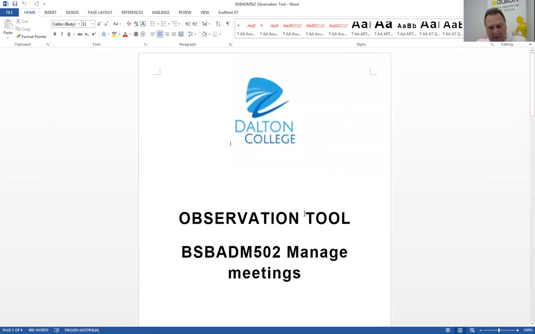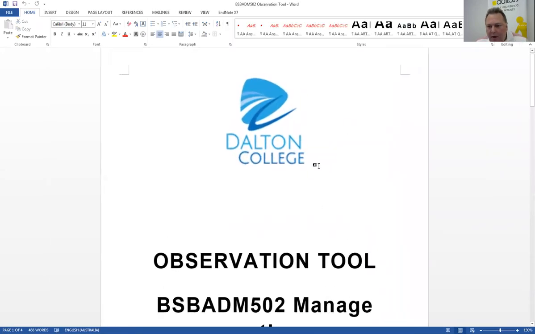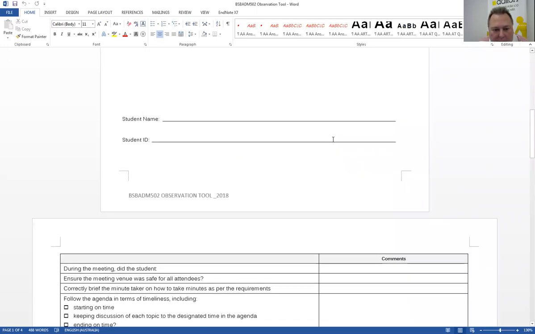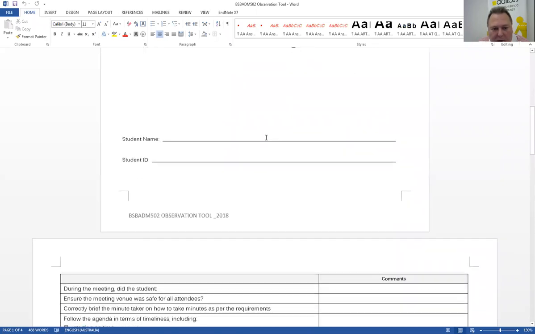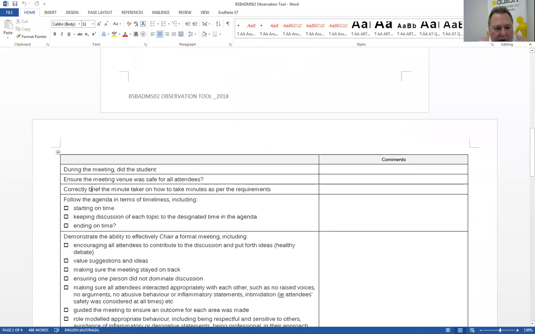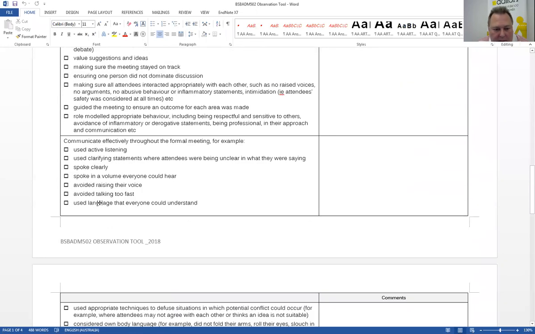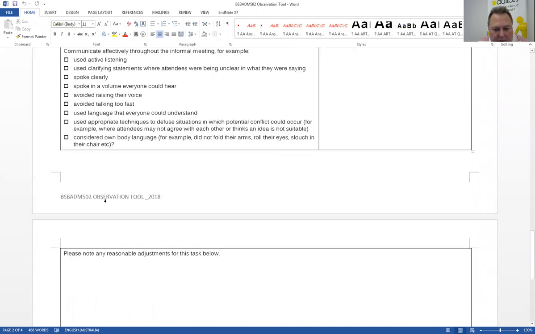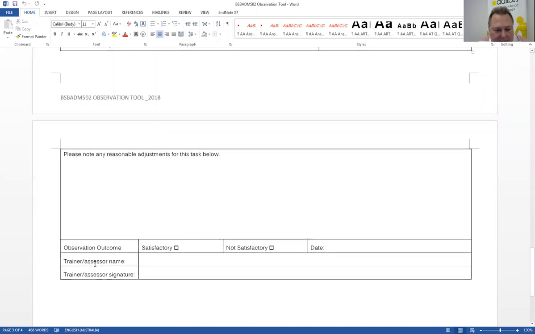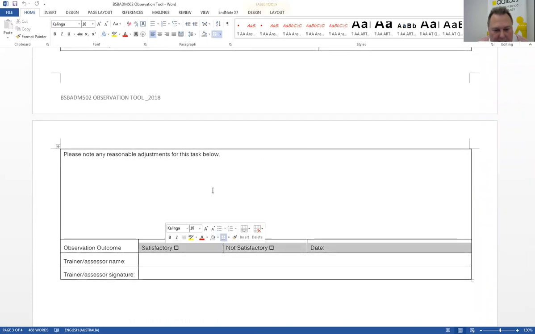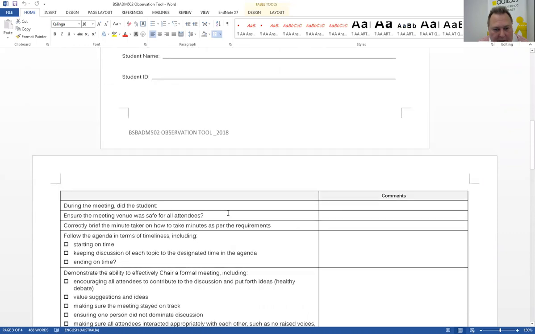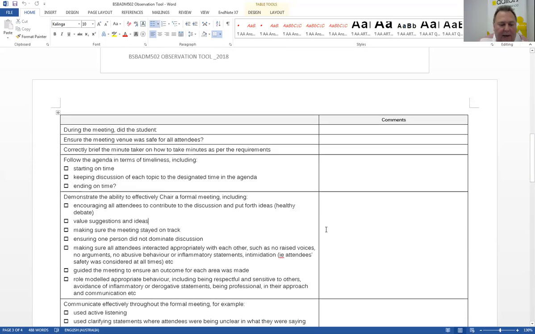So a good indication of what I'll be looking for when I'm evaluating you through the observation tool, student name, student ID, is that I'll be going through this checklist here and making sure that everything has been covered. And then down the bottom, we'll list my grade. So what I'll do is I'll read this information out and you need to keep this in mind, because this is what needs to be completed.